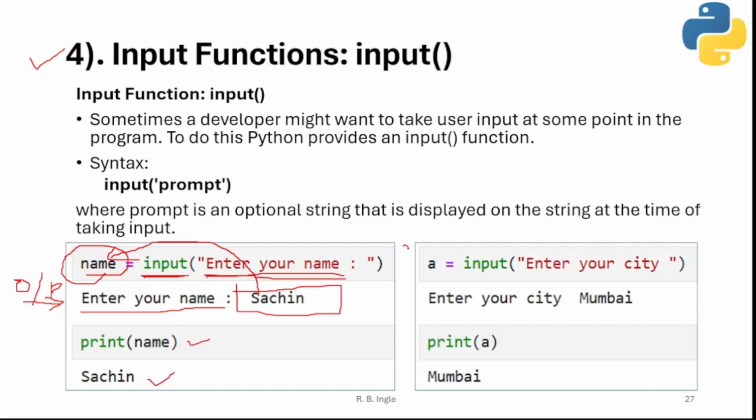One more example, I want to store the city name. I am writing a equal to input, "enter your city". So this message is coming on the screen. A blank box will come where the user has to enter the value. So the user is entering Mumbai and he presses enter. Once he presses enter, what will happen? This Mumbai value will go to the variable a. Now I am checking, print the value of a, it is showing that it is Mumbai. That is how we can take the input from the user by using the input function.